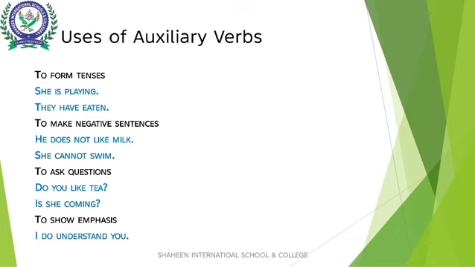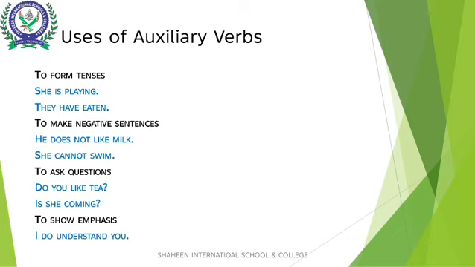Second one, to make negative sentences. Auxiliary verbs also help in making negative sentences. For example, he does not like milk. Here, the addition of not with an auxiliary verb does makes the sentence a negative. She cannot swim. Again, the use of not with can makes it a negative sentence.